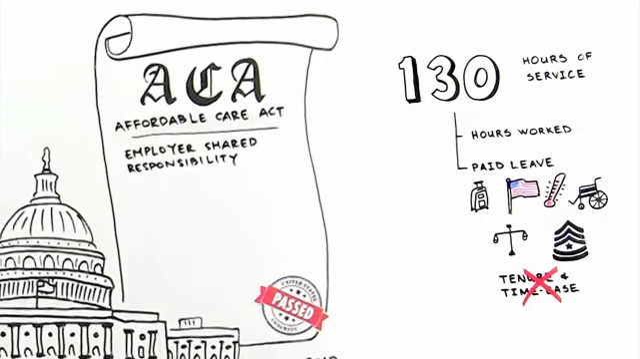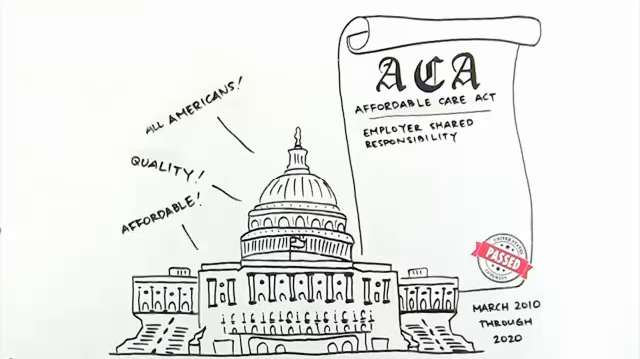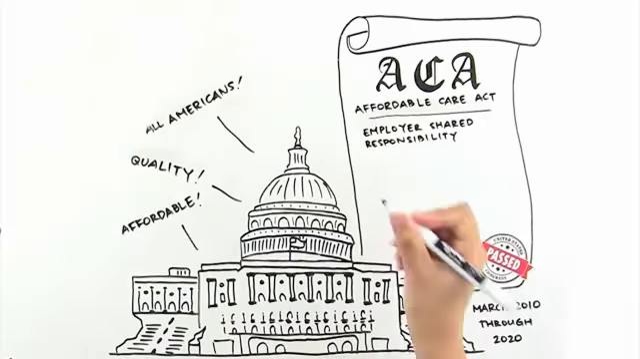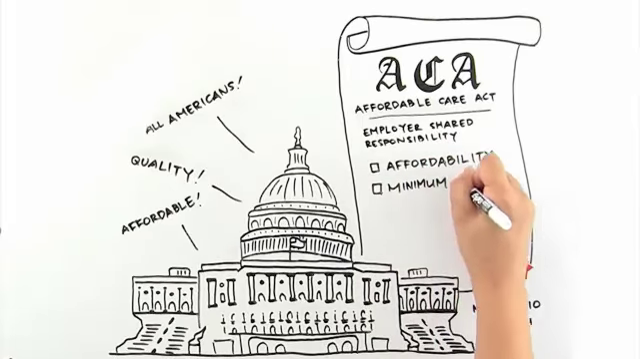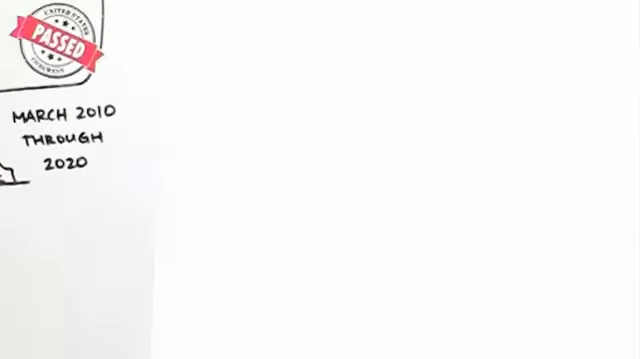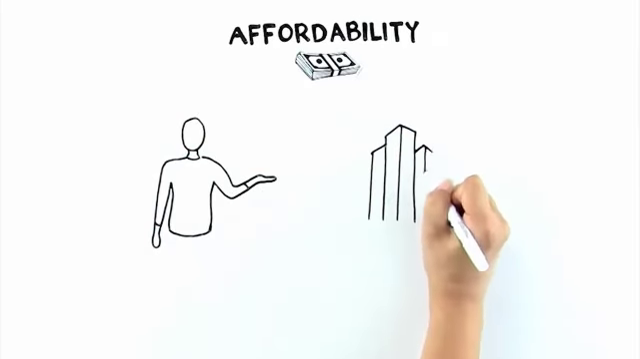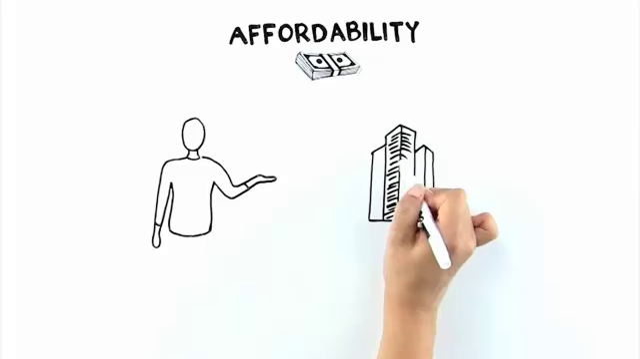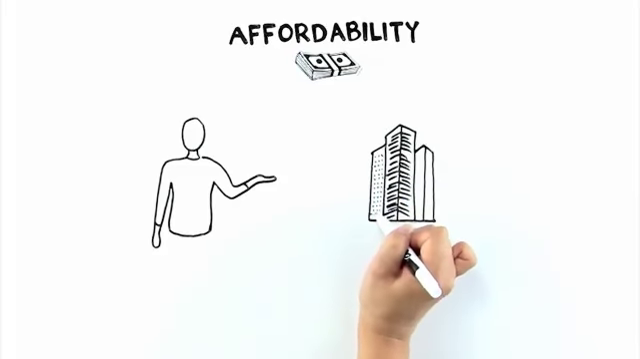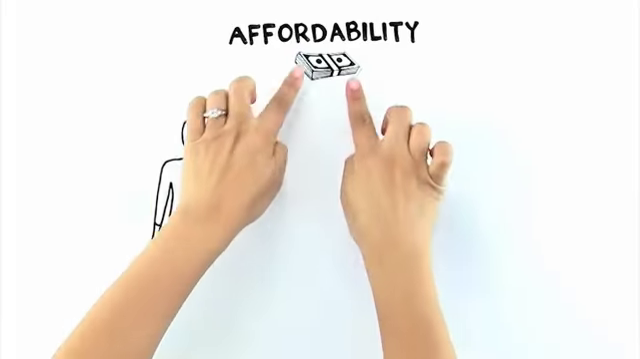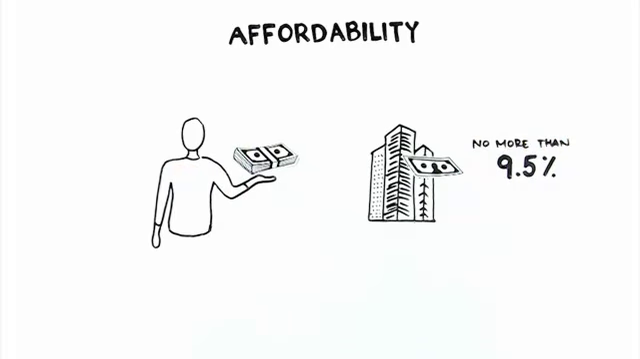So what about the provisions regarding affordability? The ACA stipulates that health coverage offered by employers must meet the law's affordability and minimum value standards. Coverage is deemed affordable if the employee's contribution for self-only coverage for the lowest cost plan available to the employee that provides minimum value does not exceed 9.5% of the employee's monthly salary or the employee's wages for the calendar year or the annual federal poverty level.